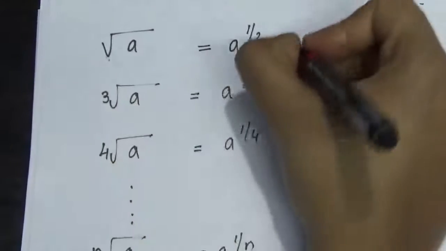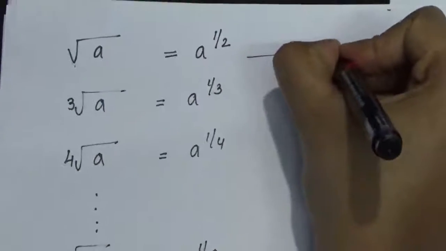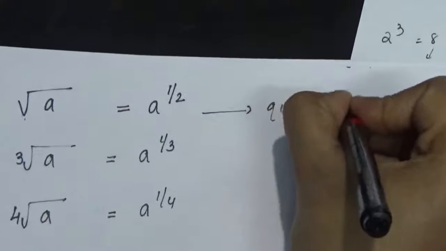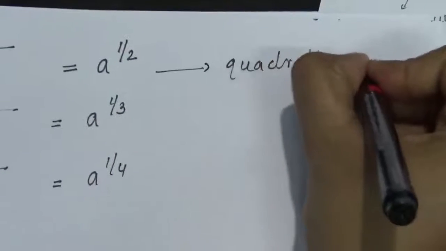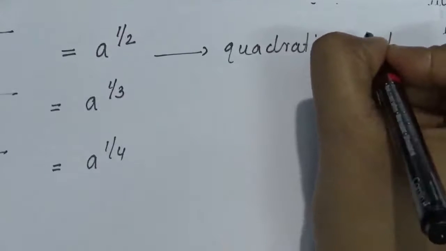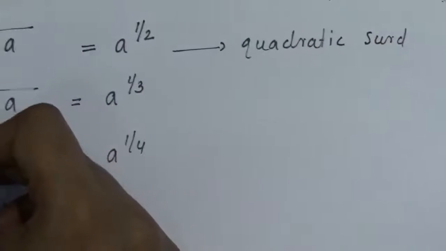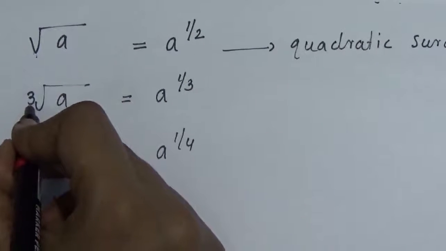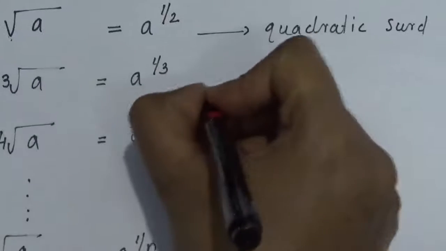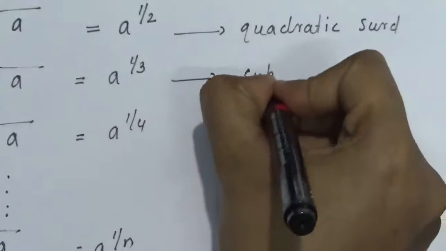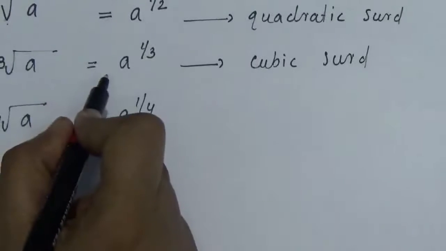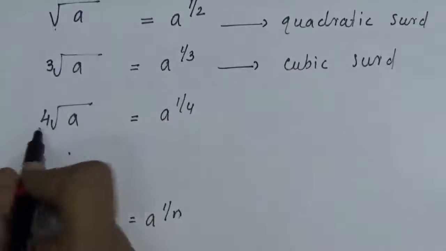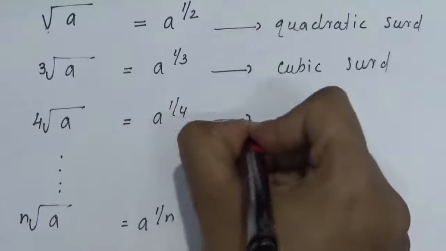Okay, so this is called a quadratic surd. So if the order of the surd is 2, that is called a quadratic surd. Okay, and here we have the order of the surd equal to 3. So it is called a cubic surd. So that is, if n is equal to 3, that is called a cubic surd. And if n is equal to 4, that is called a biquadratic surd.